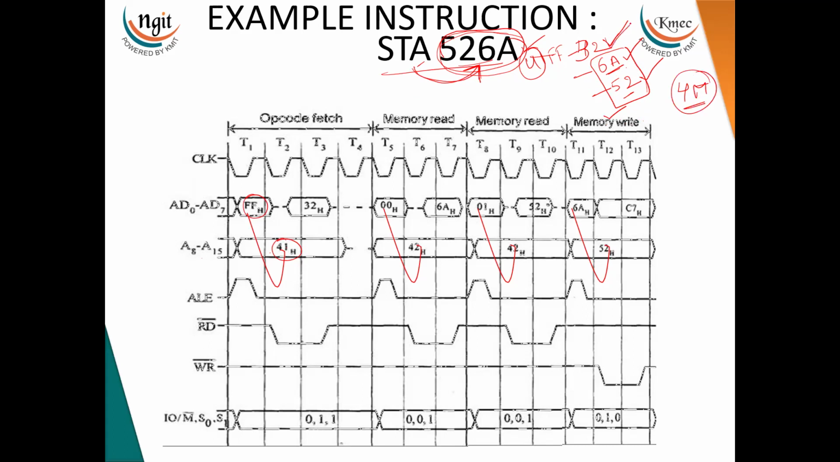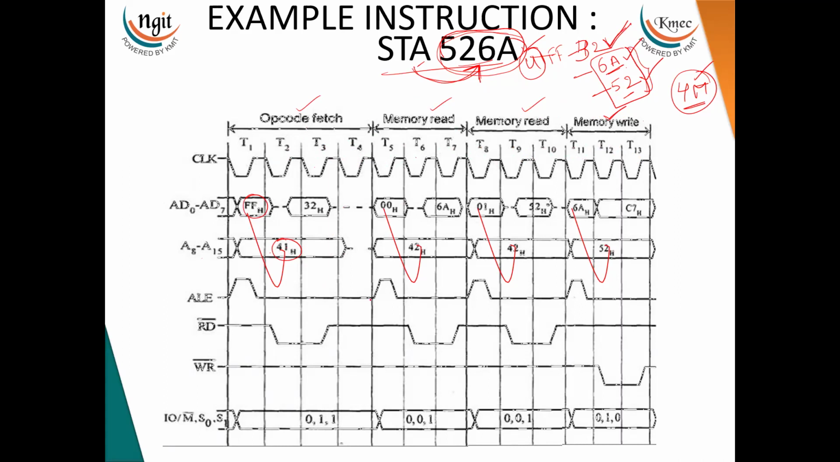For any instruction, the first machine cycle is the opcode fetching. In this instruction, the next two are memory reads, and the last one is the memory write. So opcode fetch, memory read, memory read, and memory write: 4 plus 3 plus 3 plus 3. These give the total number of T states required.